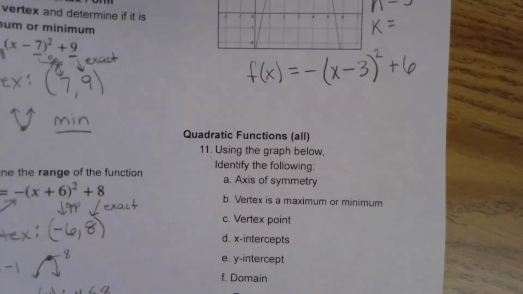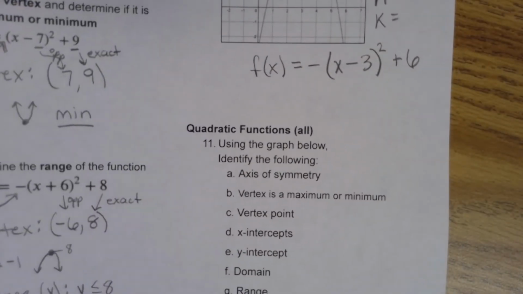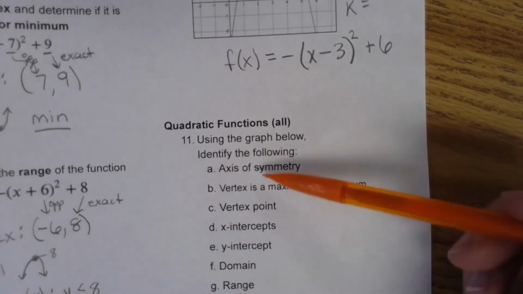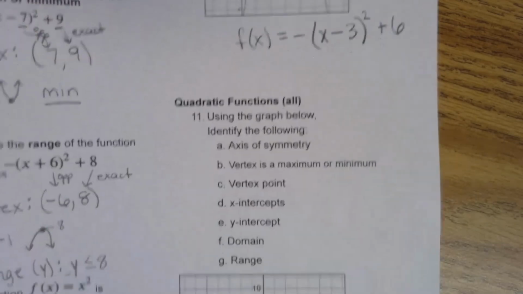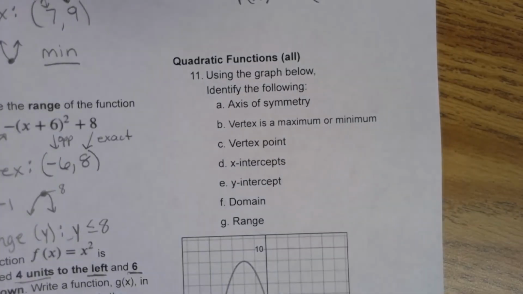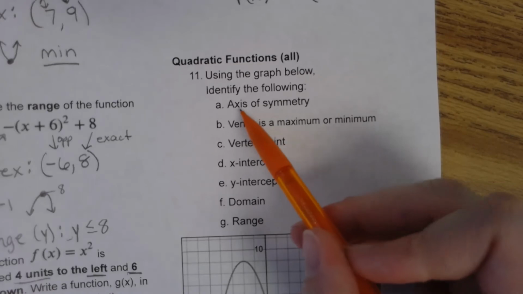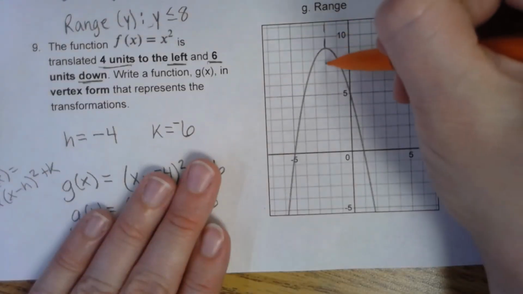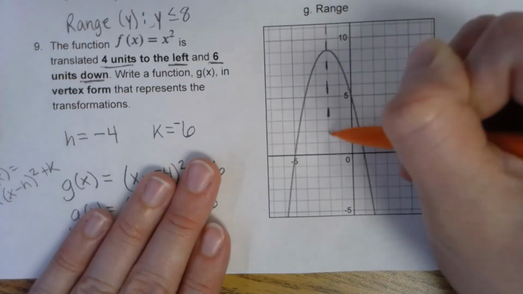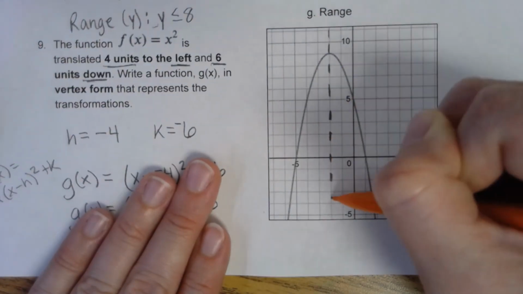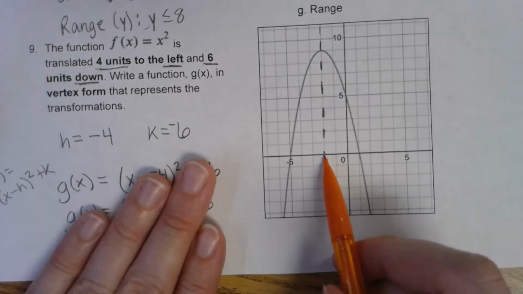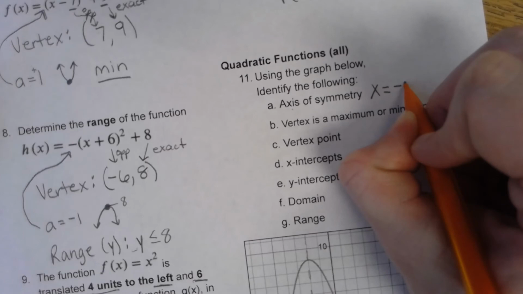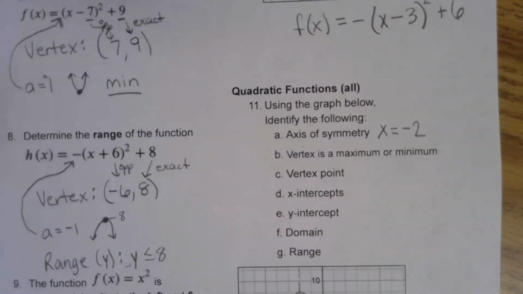Let's look now at question number 11. We're going to use the graph below to identify the following things. So there's several things we've talked about with quadratics, and we're going to use this graph to name each part of those. So first, the axis of symmetry. That is that line that cuts it symmetrically down the center. So that axis of symmetry line, ours is at negative 2. So it's x equals negative 2 for our axis of symmetry line.